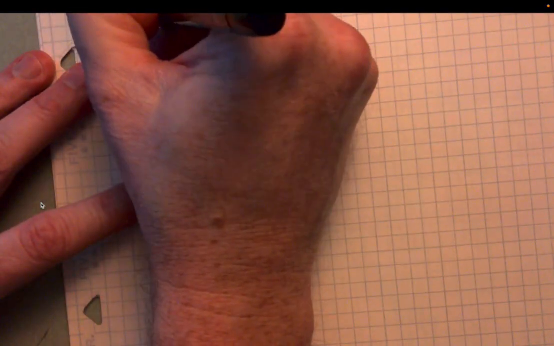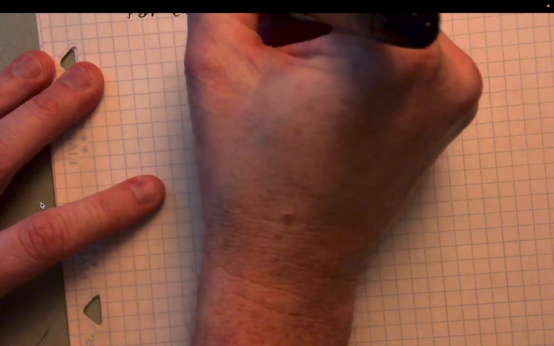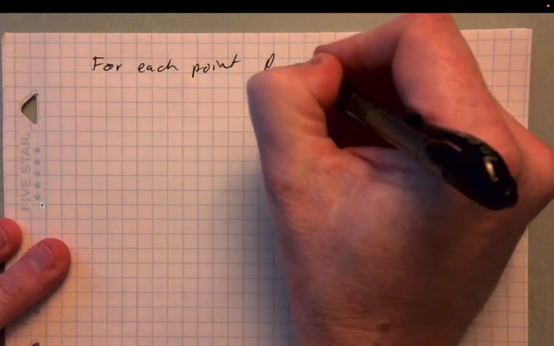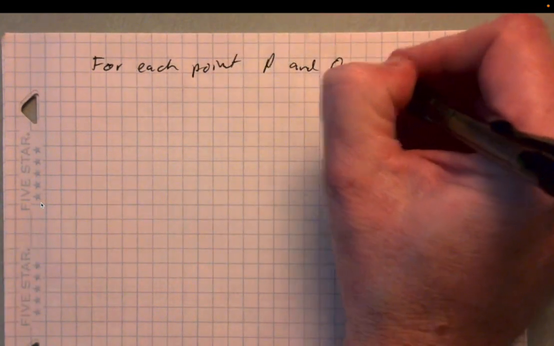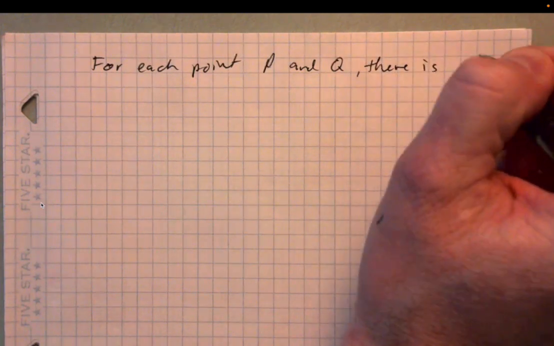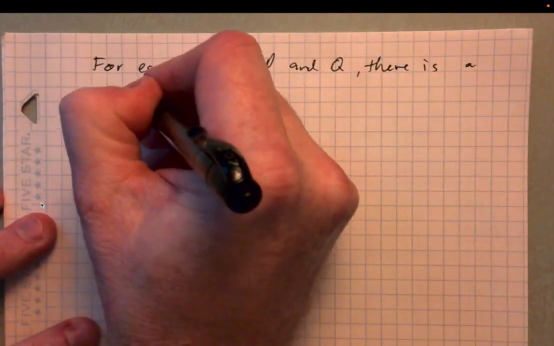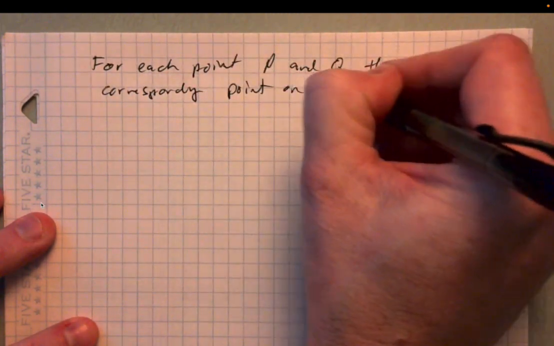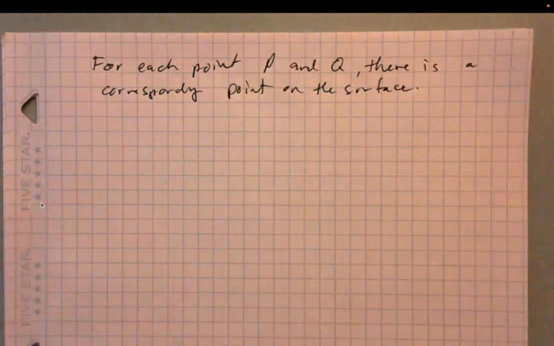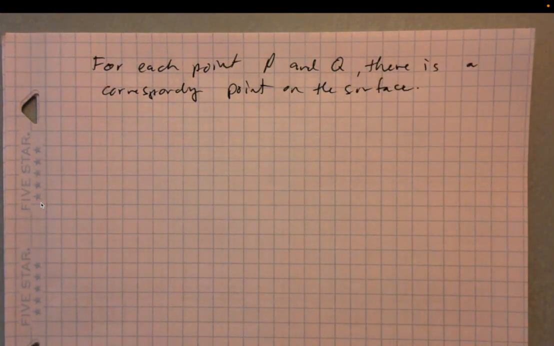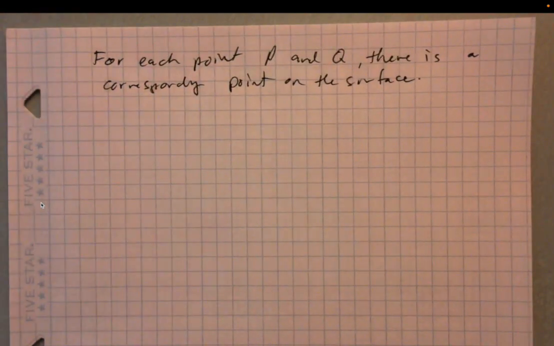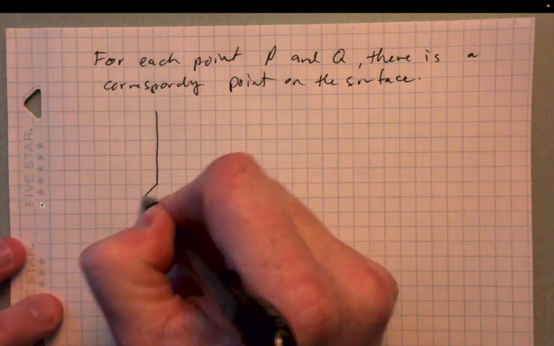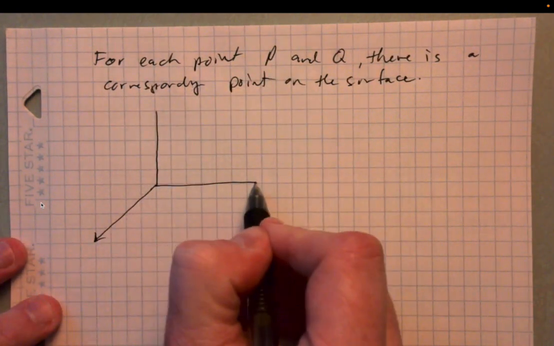Then, what can we say? Well, for each point P and Q, there is a corresponding point on the surface. Okay, so let's draw another picture. These are really all the same pictures. It's just each time I have to redraw it because something else becomes more important, right? So this is really the same drawing, but there are certain things I'm going to omit this time.